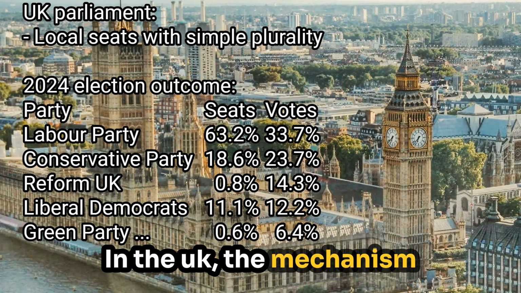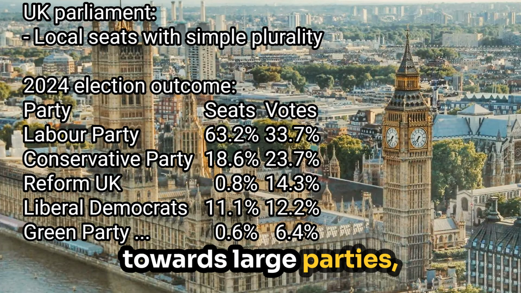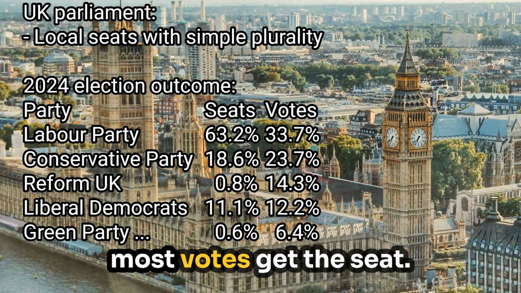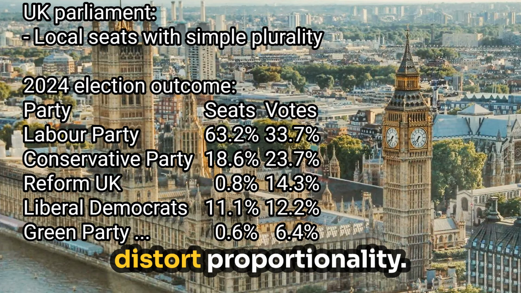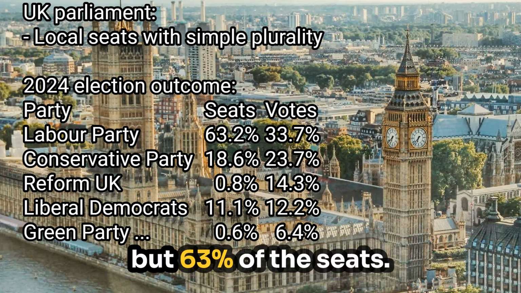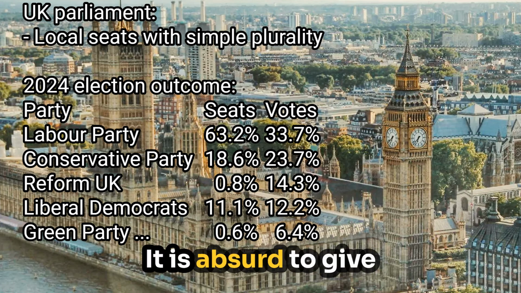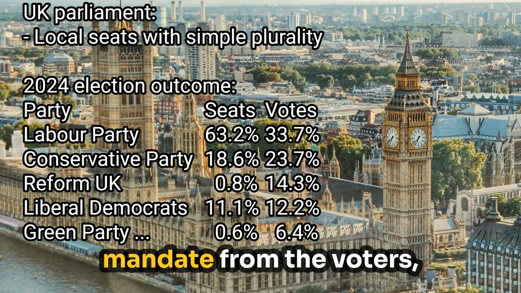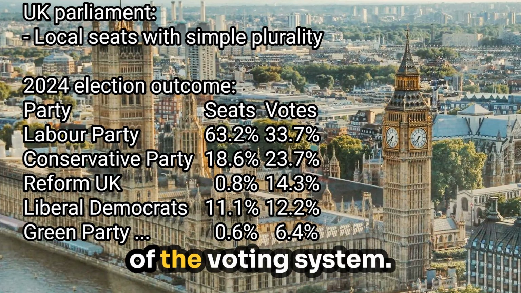In the UK, the mechanism to achieve the skew towards large parties is local elections for single seats, where the local candidate with the most votes gets the seat. This can massively distort proportionality. In 2024, Labour got 34% of the votes, but 63% of the seats. It is absurd to give such a huge mandate to a failing party. The Labour government does not have its mandate from the voters, but from the quirks of the voting system.